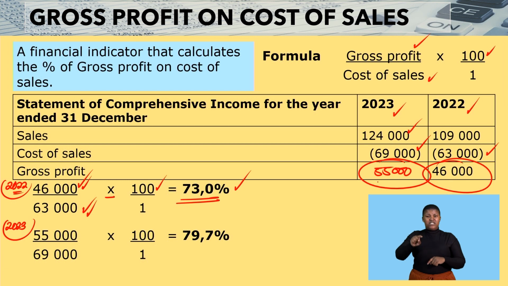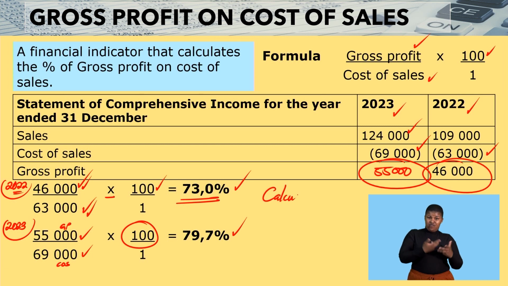Once I have my gross profit, I then say my gross profit over cost of sales. This is gross profit and this is cost of sales. Multiply by 100 over 1. That gives me 79.7%. Okay, let's do it again. It is 55,000 divided by 69,000. Multiply that by 100 over 1, you get 79.7%. So what did we do here? We have calculated.